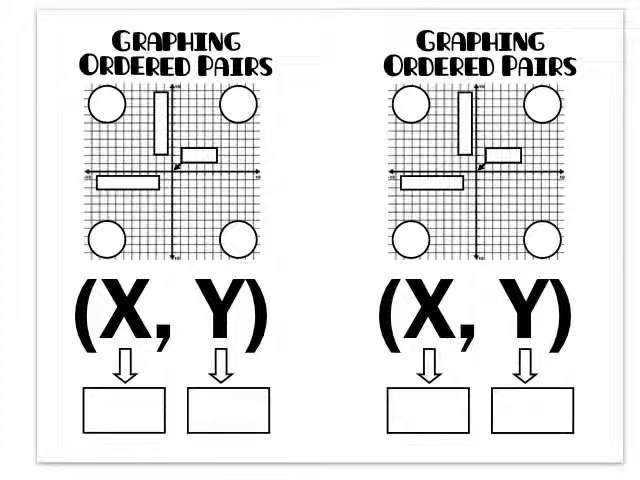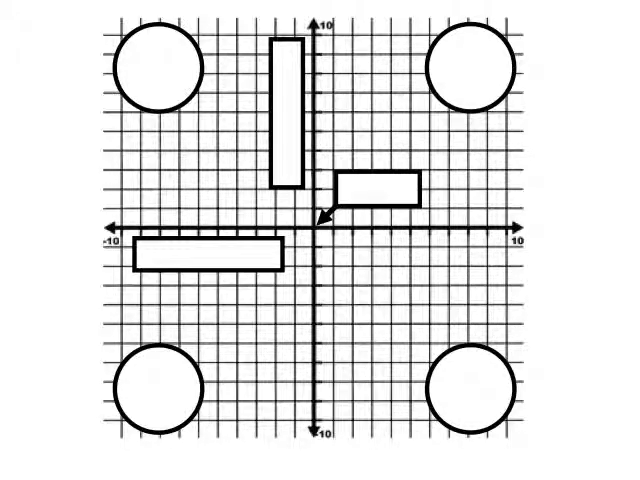Alright, so everyone should have a paper that looks like this. Yours is going to be split down the middle. You're only going to have one side of that. Graphing ordered pairs. This is going to be a quick review of how we can graph points. Alright, so let's start with this part over here.